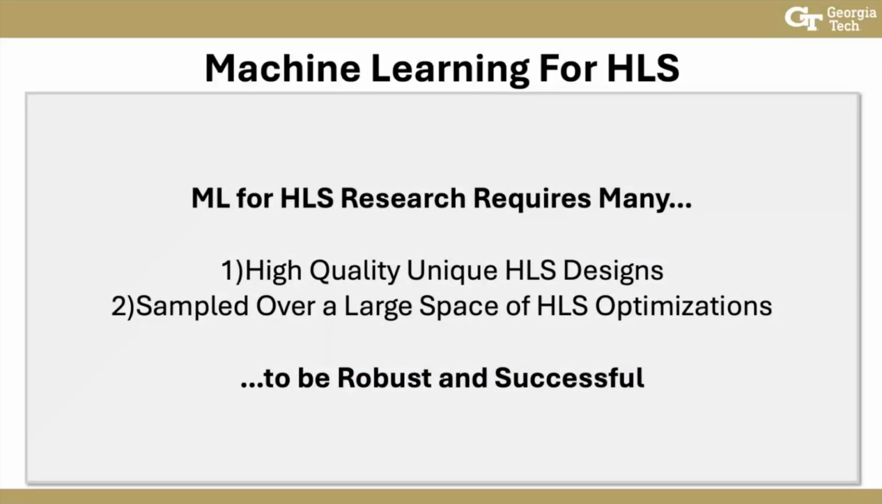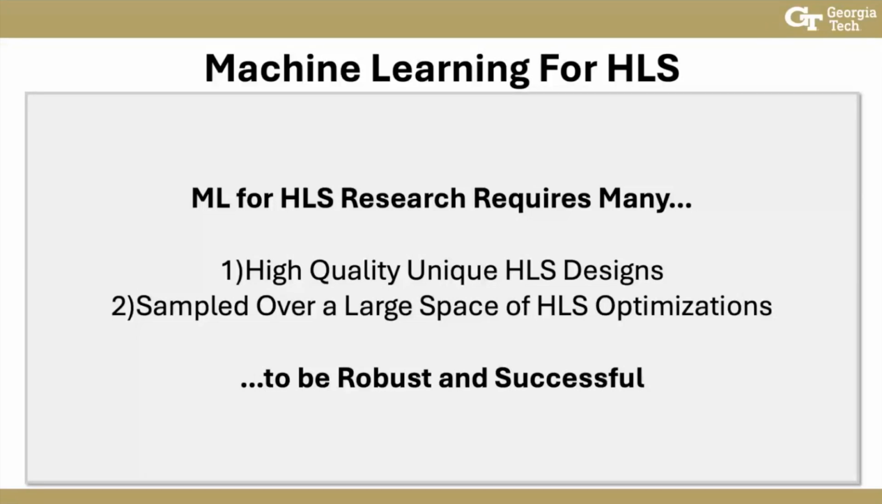Right. So specifically, ML for HLS research requires high quality, unique HLS designs. That means designs that are distinct from each other. You might have one design where you take the single design and vary the pragmas in the design, and you consider those to be different versions or different data points. What I'm talking about is that you have two distinct designs. So you have one kernel that's like a matrix multiply, some other kernel that's like an FIR filter, or some other stencil computation. Those are two distinct HLS designs, right?